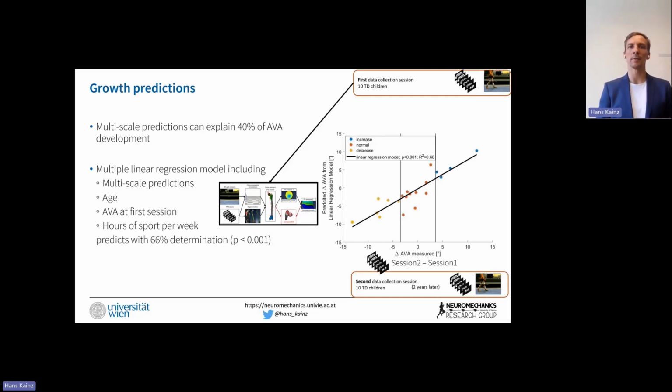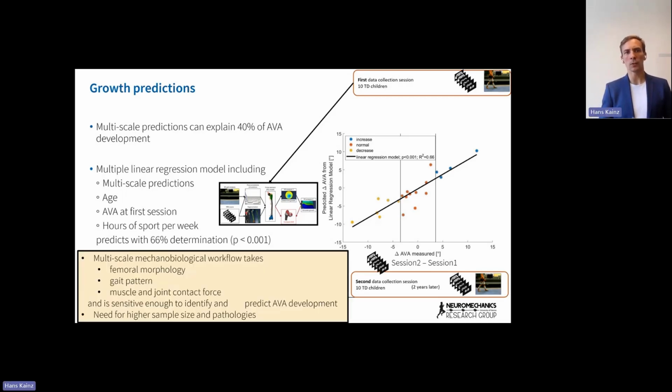So just to put this in context, additionally to measuring the data I mentioned before, we also gave our participants an activity tracker for at least a week during this 2-year period so that we know approximately how much sport movement they do, and we also let them fill out a survey so that we know what kind of movement, how many hours a week they participate in sport and so on. So we had this information as well. But again, these predictions are now solely based on the data we collected at the first data collection session.